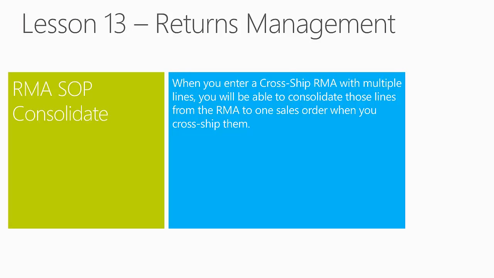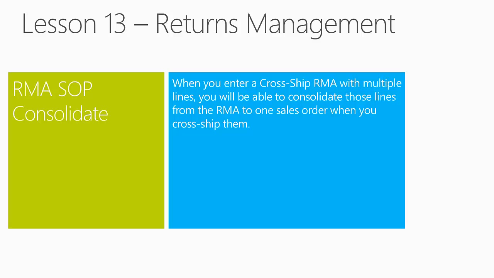When you enter a cross-ship RMA with multiple lines, you will be able to consolidate those lines from the RMA to one sales order when you cross-ship them. The new SOP line appends to the existing SOP order with the same RMA number. This allows you to have multiple RMA lines on one sales order.